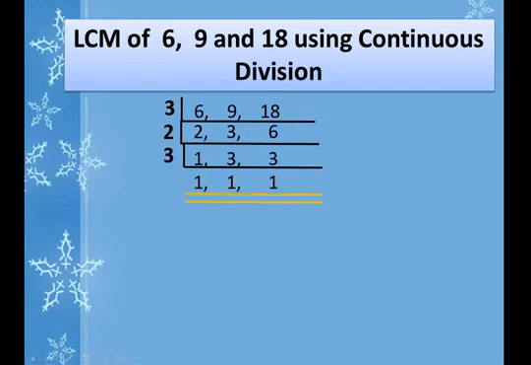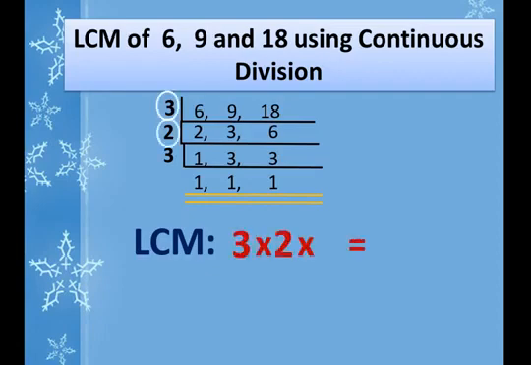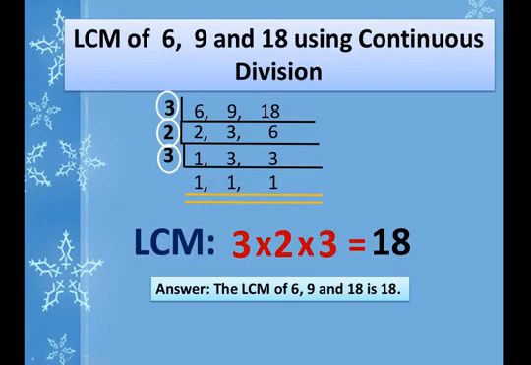Let's stop there and multiply all the numbers outside. LCM is 3 times 2 times 3. No need to multiply by 1 because you will get the same answer. 3 times 2 times 3 is 18. So the LCM of 6, 9, and 18 is 18.